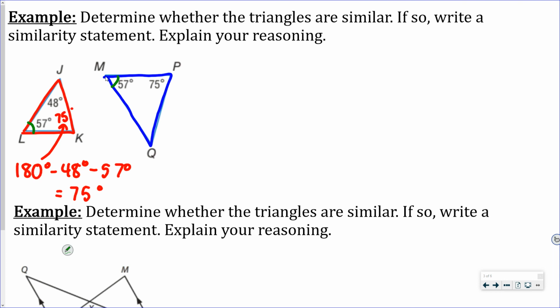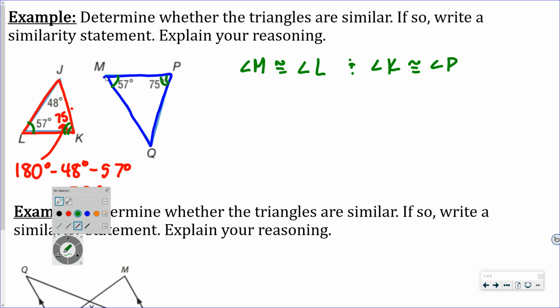We could have also done the same thing, obviously, in the blue triangle. But then we're like, all right, we have 2 congruent angles. That's enough. We know angle M is congruent to angle L. And now we know angle K is congruent to angle P. That's enough to justify these triangles are going to be similar.